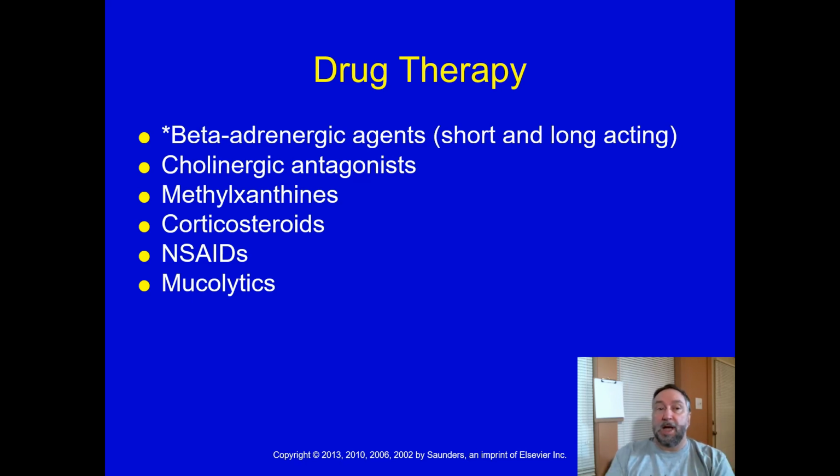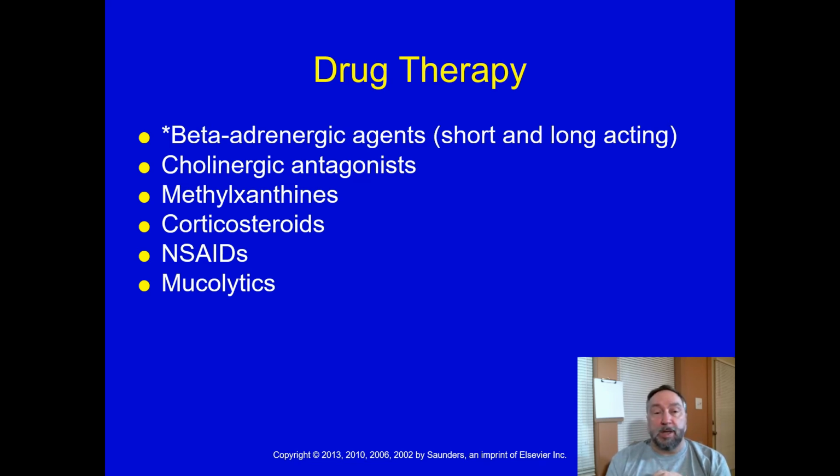So when you look at those top two, they both do the same thing. One of them does it by activating the sympathetic. The other one does it by blocking the parasympathetic. Methylxanthines, there we're talking about theophylline. And theophylline is not used as much, but it does a few things. It stimulates the respiratory center in the brain, does some bronchodilation, and it strengthens the diaphragm. Don't know how it does that, but it does.